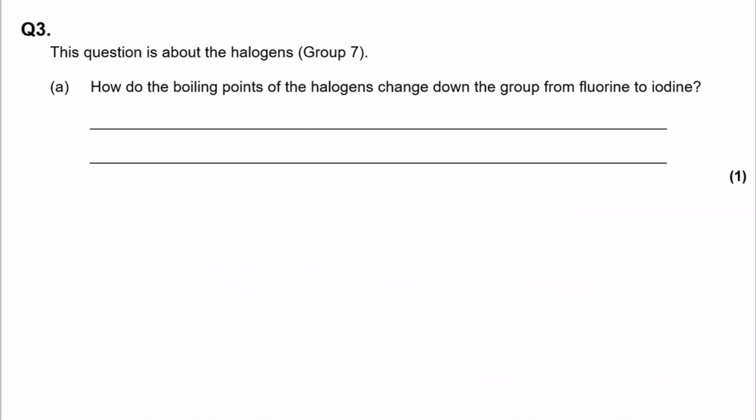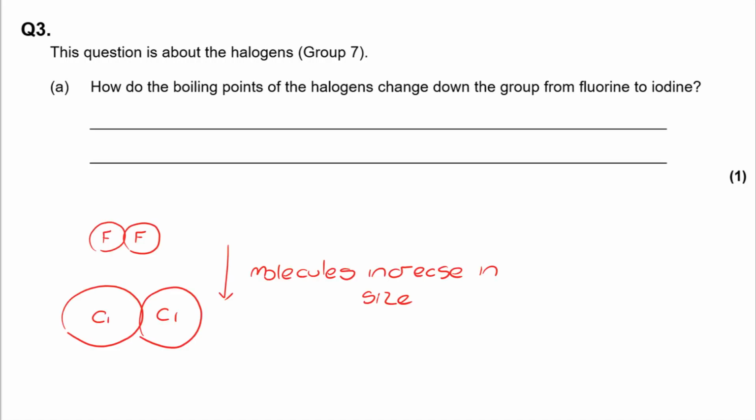Moving on, we have got a question about the halogens, or group 7. How do the boiling points change down the group from fluorine to iodine? Now, I'm not going to draw all 4 of them, but I have added fluorine and chlorine, not to scale, but showing that as you go down the group, the molecules get bigger. Now, bear in mind you're not having to explain this for the answer, but you do need to understand these principles.